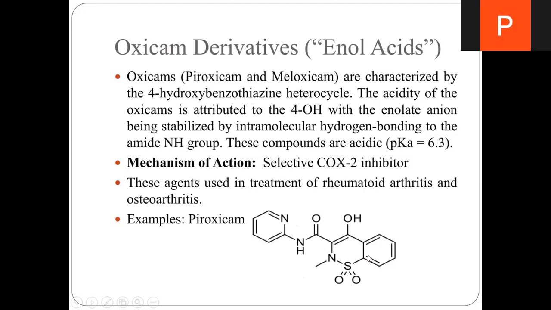Again, this one is connected with benzene along with thiazine. Thiazine means thia means sulfur, along with azine means nitrogen. Actually, in this structure, a sulfone group is present. Sulfone is nothing but an S double bond O group. At the para position, a hydroxy group is present. So finally, this is the structure of piroxicam.